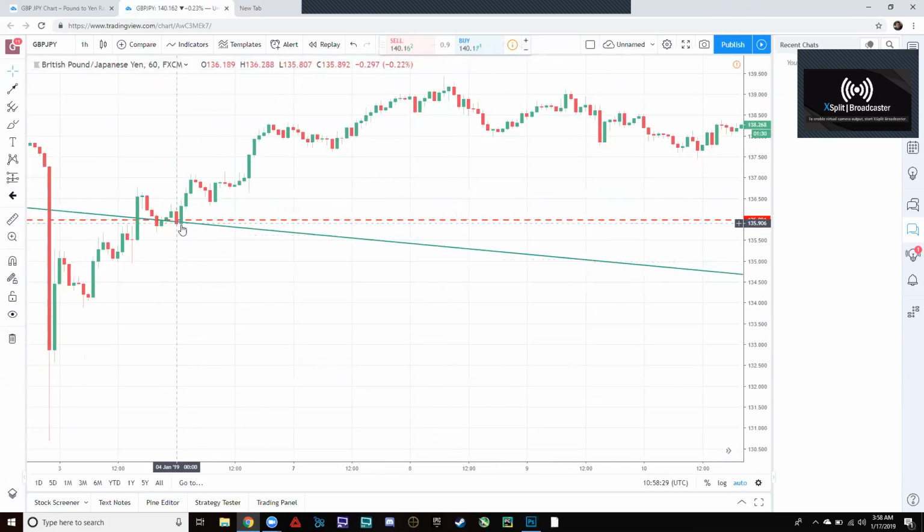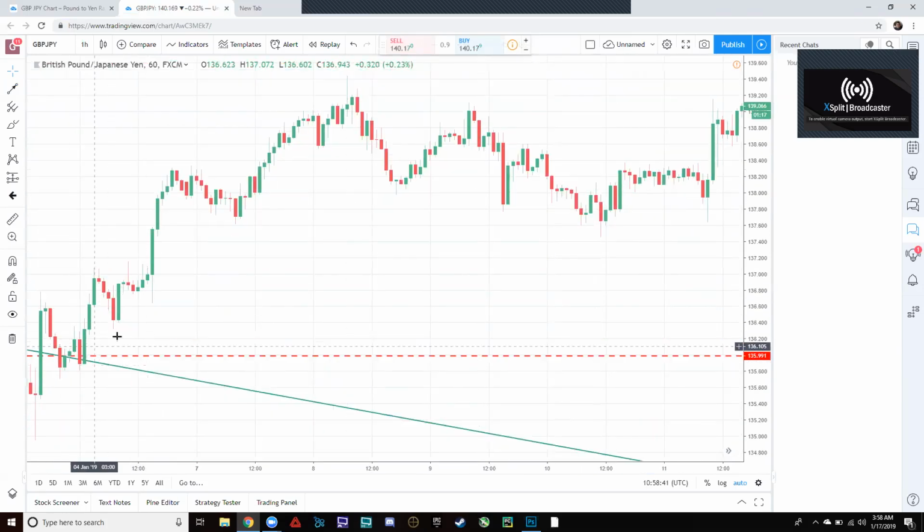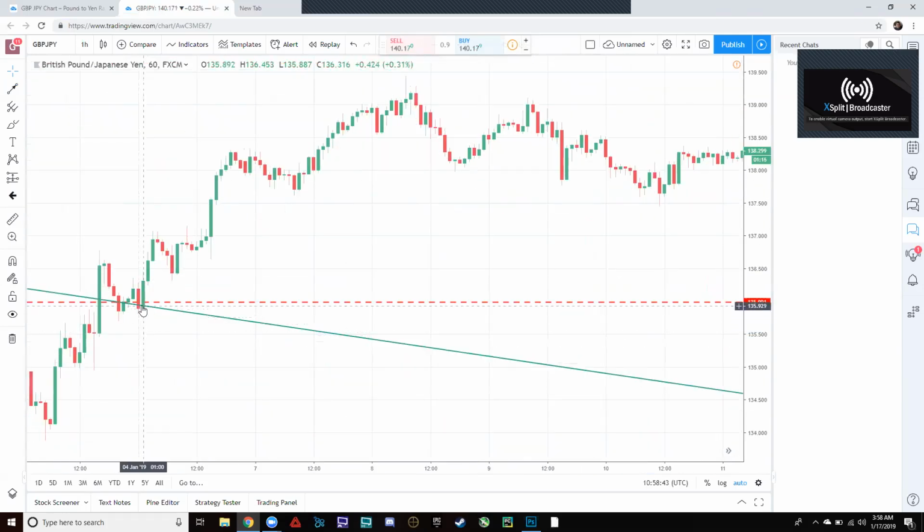So I mean, this movement here, this is January 4th at 1 a.m. And then if I put a buy in here, actually almost right away.